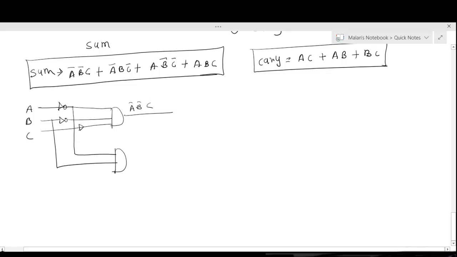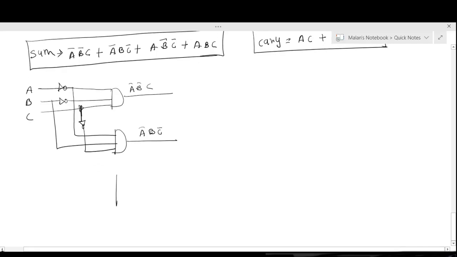and C bar. I am using one more NAND gate here for the C bar. It is giving me A bar, B, C bar. Now the third AND gate to implement A, B bar, C bar.